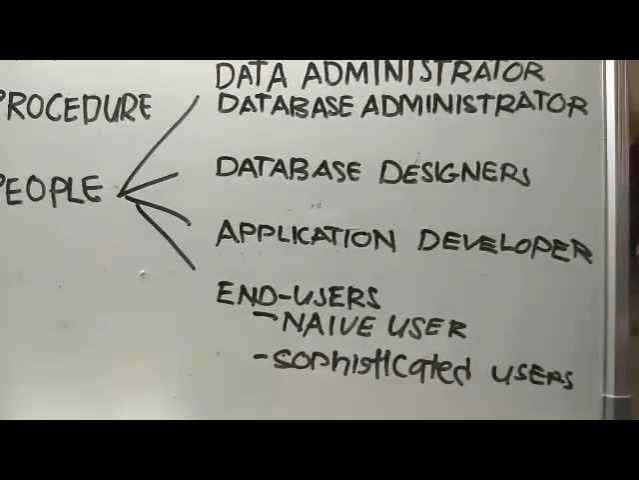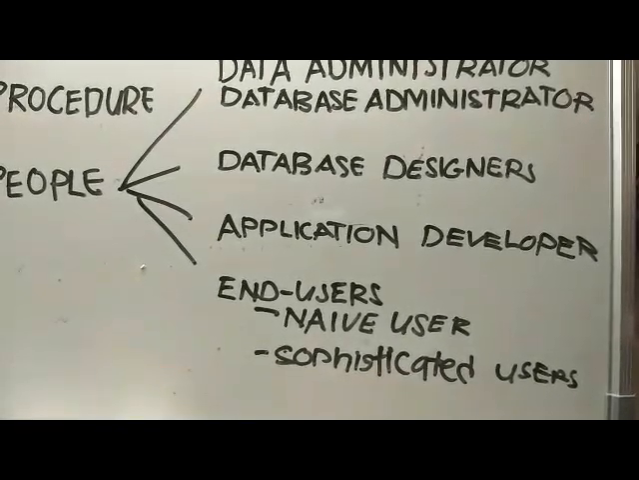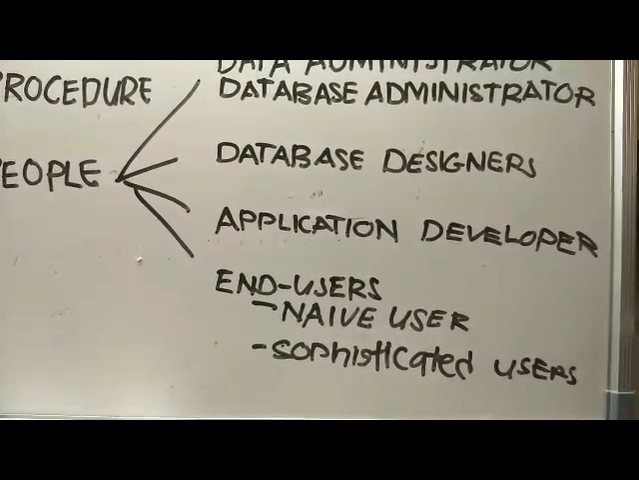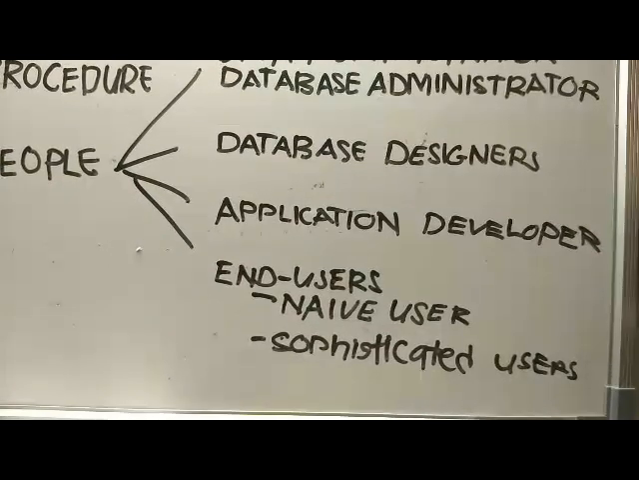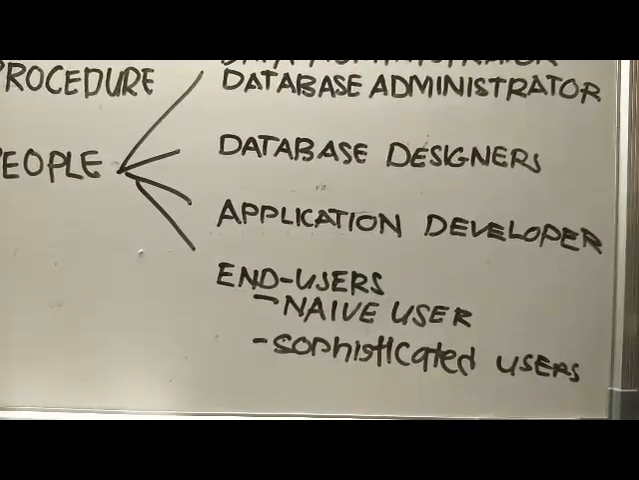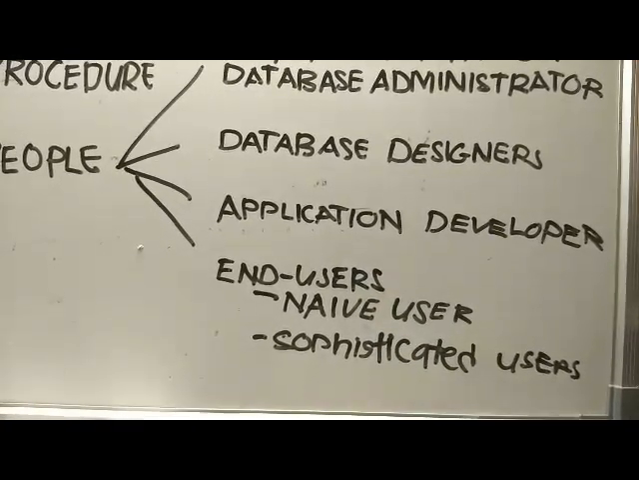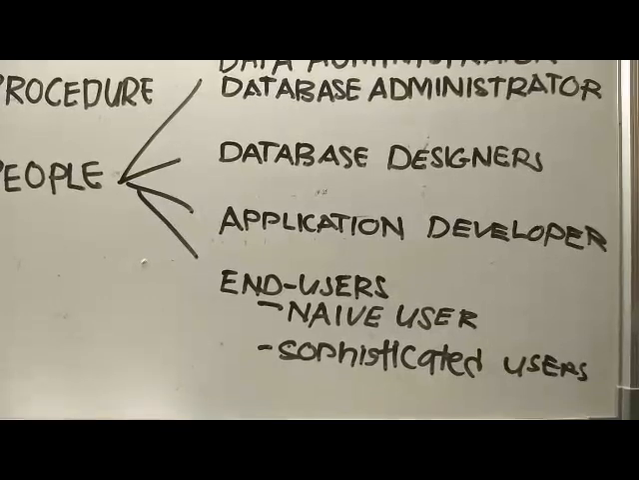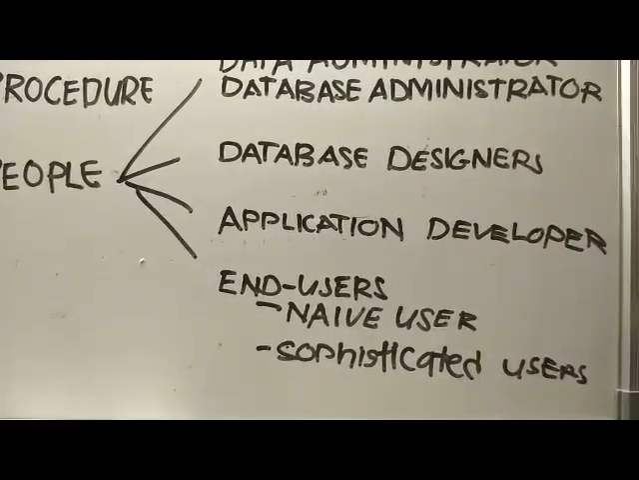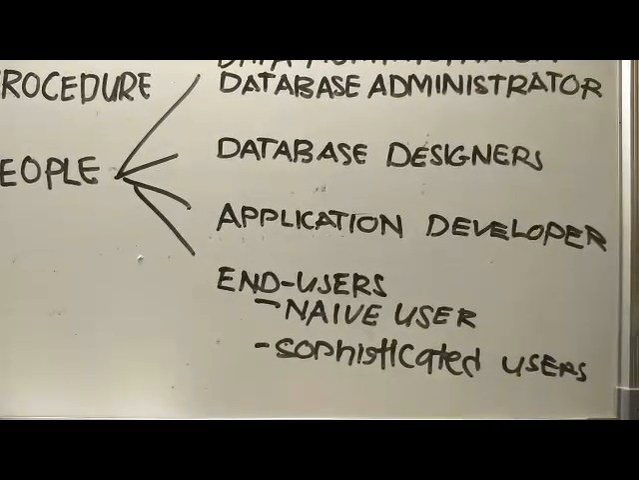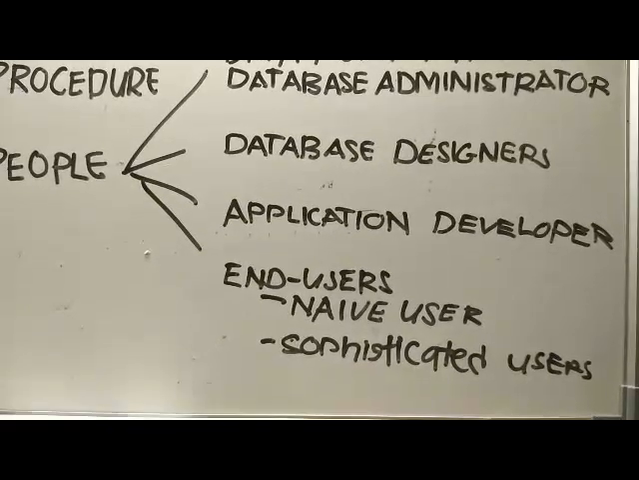Next is database designers. Database designers have two main types, which is the logical database designer, concerned with identifying the data, the relationships between the data, and the constraints on the data that is to be stored in the database. The physical database designer decides how the logical database design is to be physically realized.